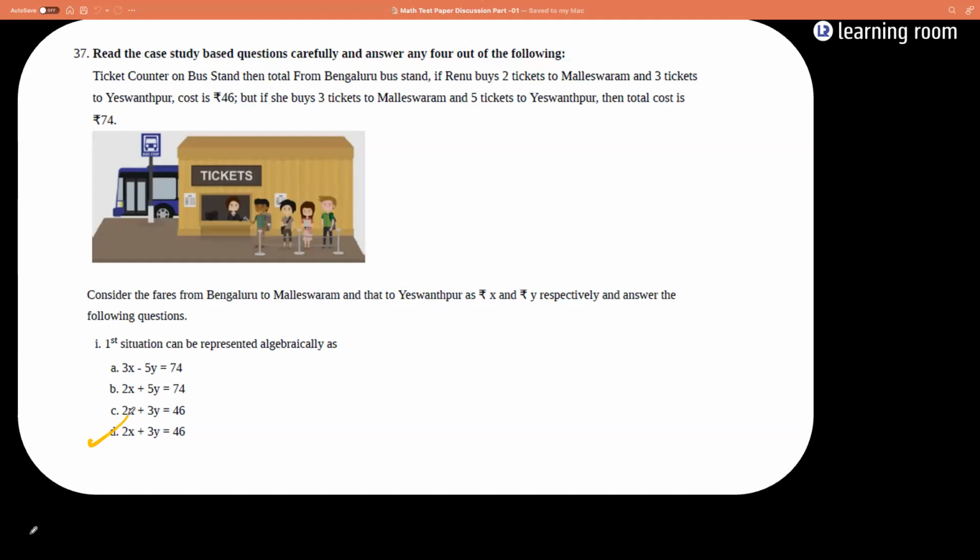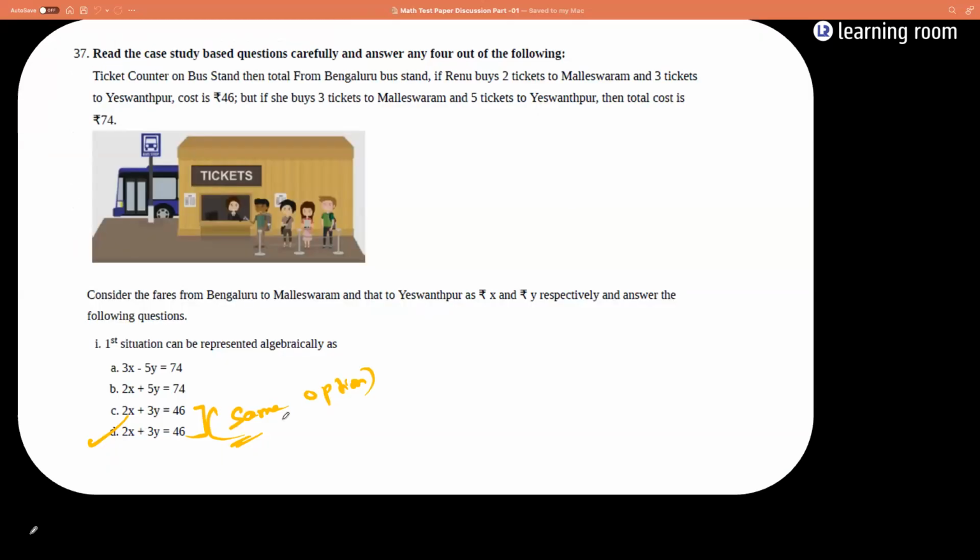Option C and D are the same. Yes, sir, so you will get it whether you marked it as C or D. The second situation can be represented algebraically as 3x plus 5y equal to 74. 3x plus 5y is 74, option C.